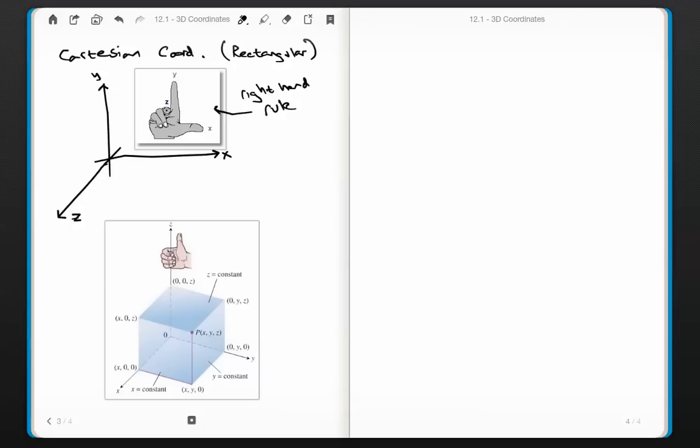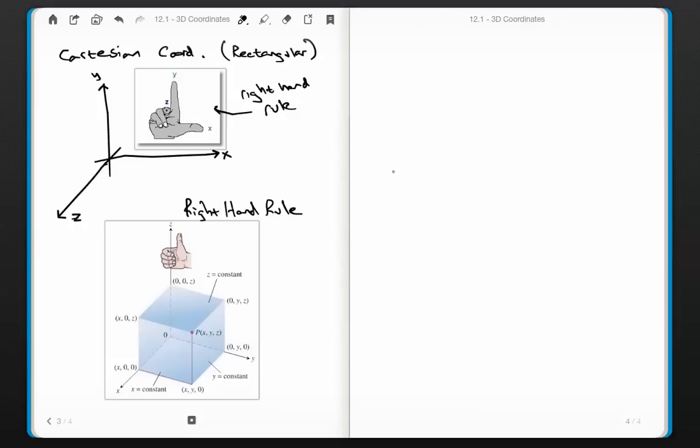The other way to do this is if you curl your fingers in the direction as if you're going from x to y, so that would be counterclockwise, your thumb points in the direction of z. So this is another version of the right-hand rule. And so we can say that these are right-handed coordinate systems. In my experience, I've never really done anything that's not in a right-handed coordinate system. I would guess maybe chemists, when they talk about stereoisomerism, might do stuff in right and left hands. They do mirror images of molecules often. But anyway, we're going to stick with the right-handed coordinate system.